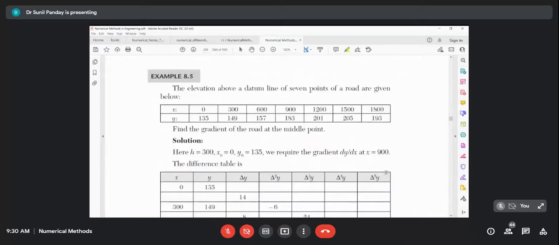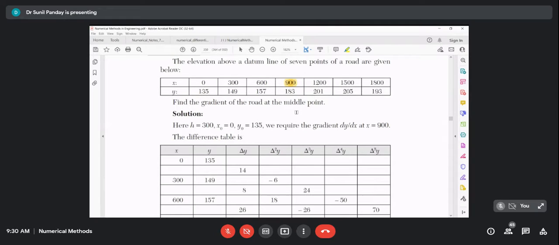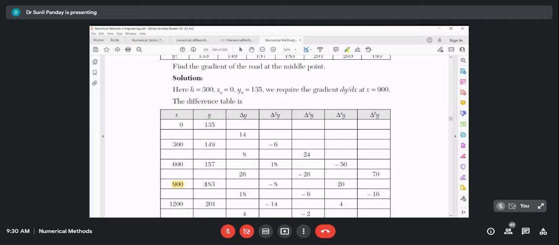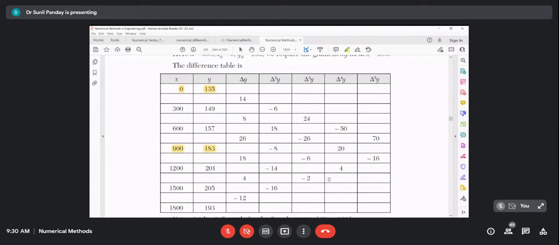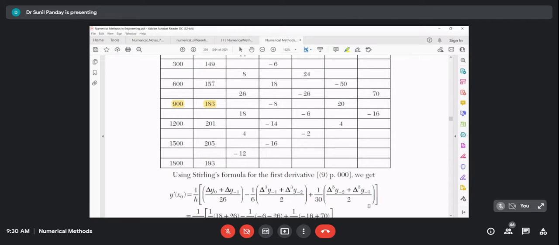So here again we have data that is equally spaced, and we have to calculate the derivative at this point. This is the middle point. So again, this one is your x naught, this is your y naught. So this is x minus 1, x minus 2, x minus 3, and similarly this is y minus 3. Then we have our Stirling formula for the first derivative.